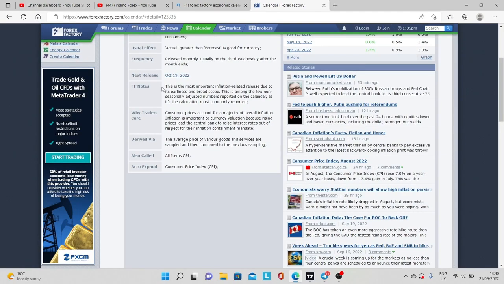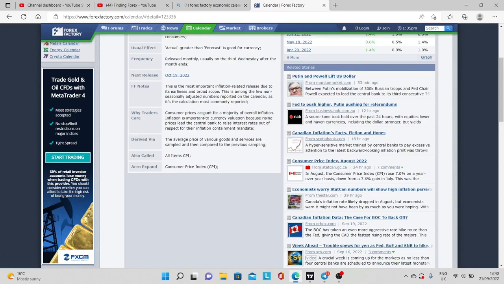Okay, these are notes about what is going on with the CPI. It says this is the most important inflation related news due to its earliness and broad scope. Among the few non-seasonally adjusted numbers reported on the calendar, its calculations are most commonly reported. And then it says, why do traders care? So why do me and you care about inflation rates? And here it says, consumer prices account for the majority of the overall inflation.